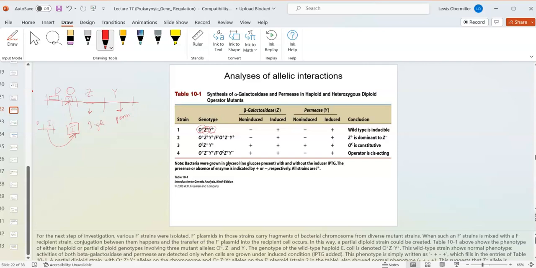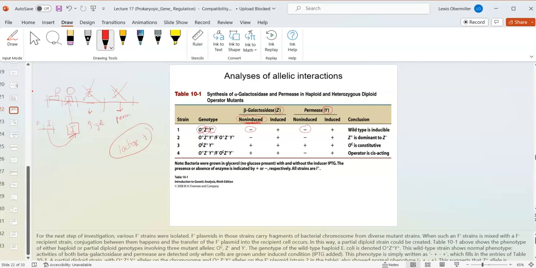So if we don't induce it, that means we're not adding lactose. Right? So lactose is not being added. Then we would expect nothing would happen, right? The lac I is going to bind here, block the polymerase, so nothing is going to be expressed. And so we would expect nothing. Lac Z shouldn't be expressed, and lac Y shouldn't be expressed.